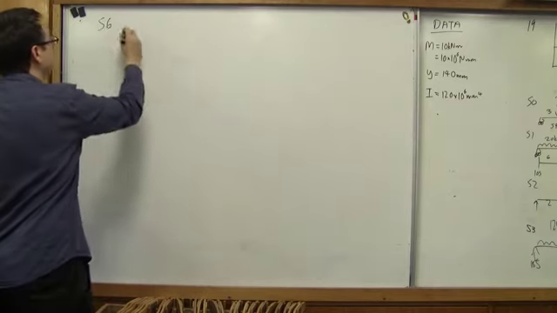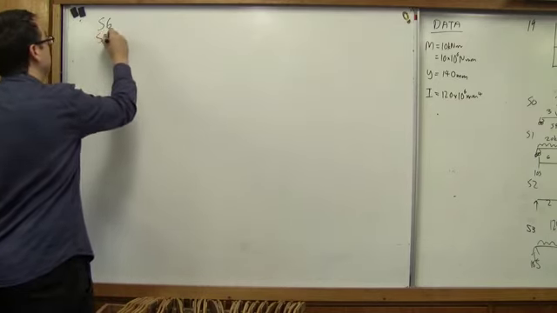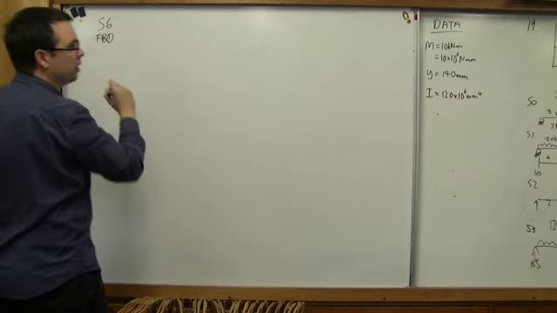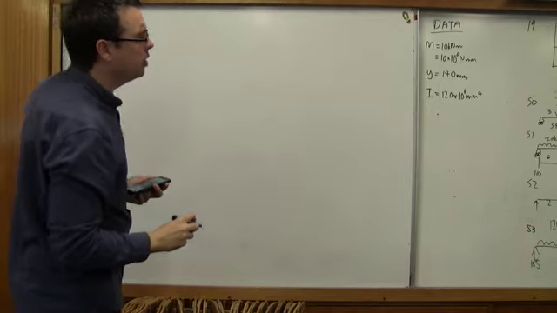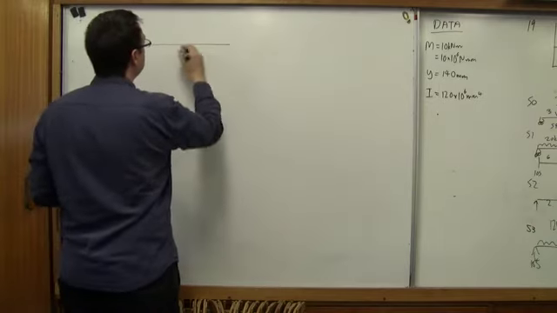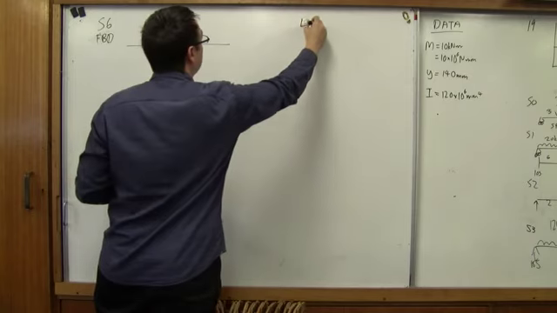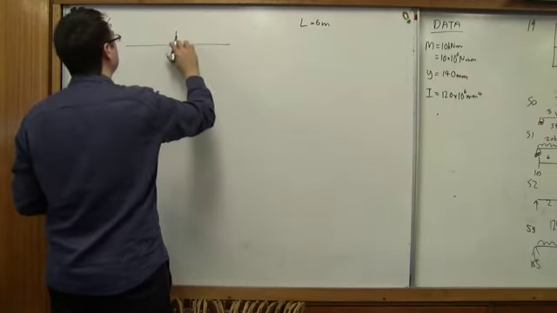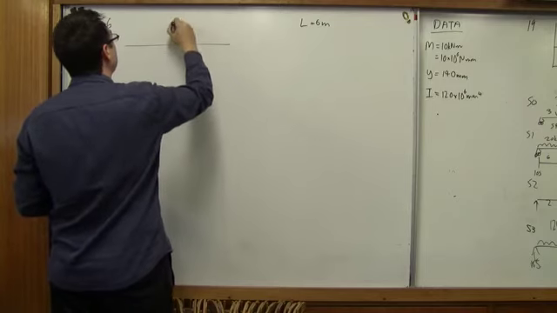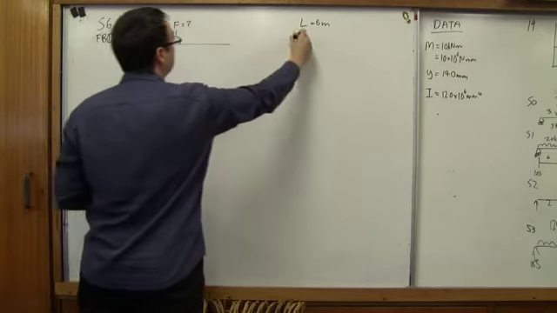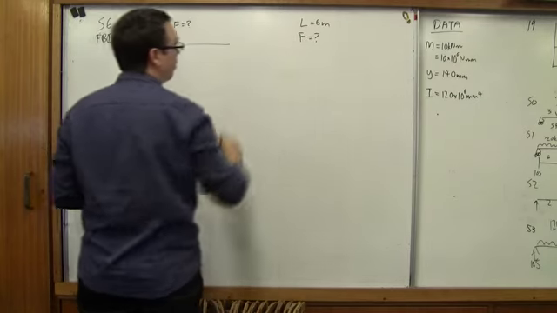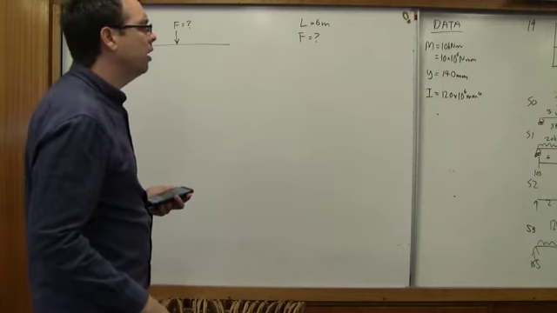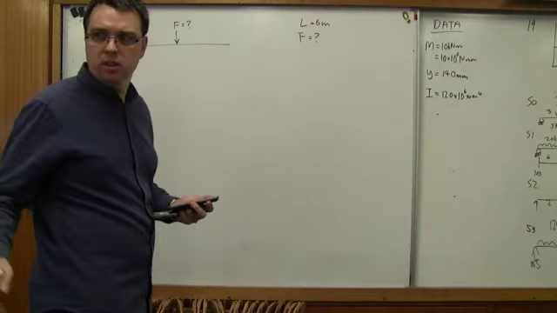Okay, so question 56, we're given a free body diagram, an FBD, that looks like this. They told us the length of the beam is 6 meters, L equals 6 meters. There have been questions like this in the HSC before. They've told us the force is unknown.